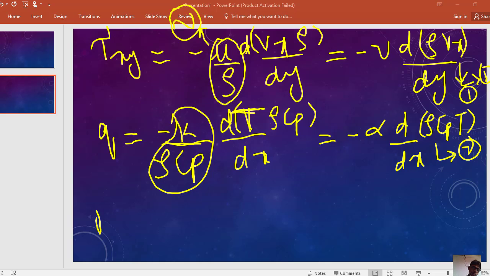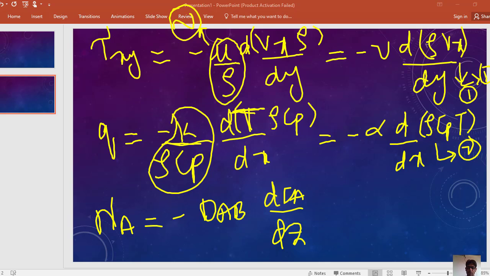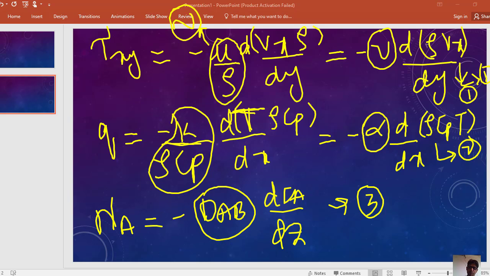Now the molar flux is minus DAB dCA by dZ. This is equation number 3. If we look at equations 1, 2 and 3, this shows the momentum diffusivity, this shows the heat diffusivity, and this shows the mass diffusivity. And equation 2 can be obtained from equation 1 by analogy. Similarly, equation 3 can be obtained from equation 2 by analogy.